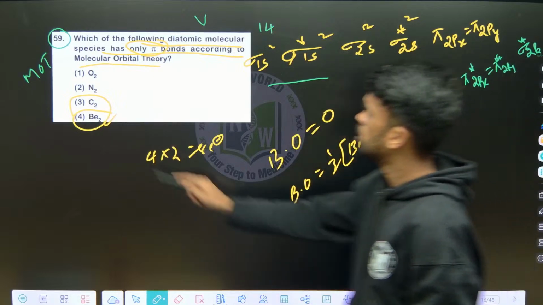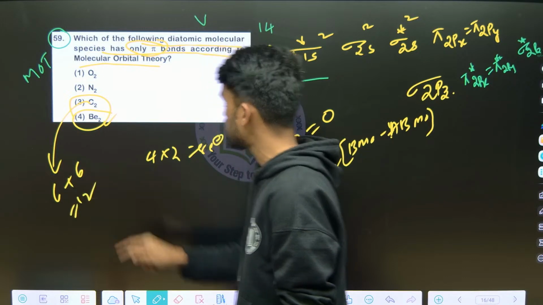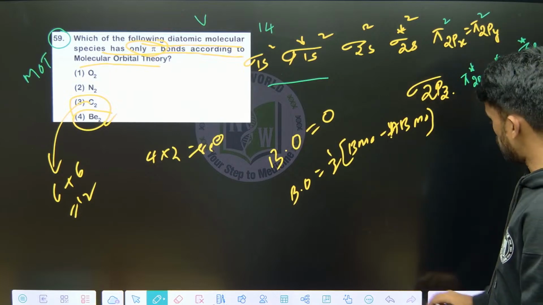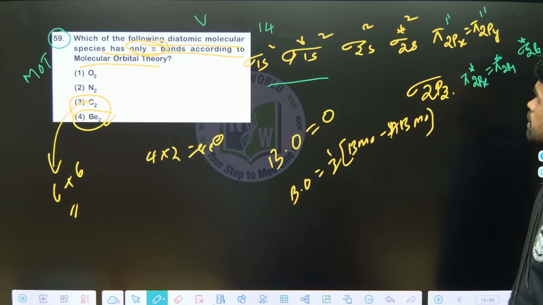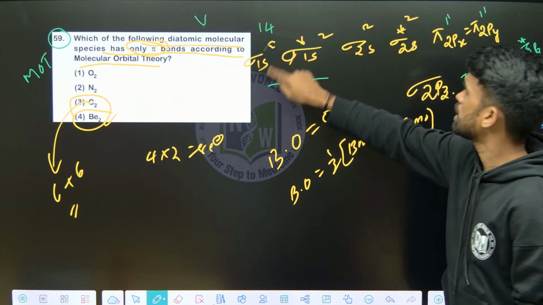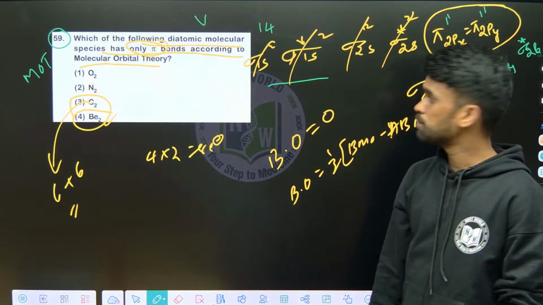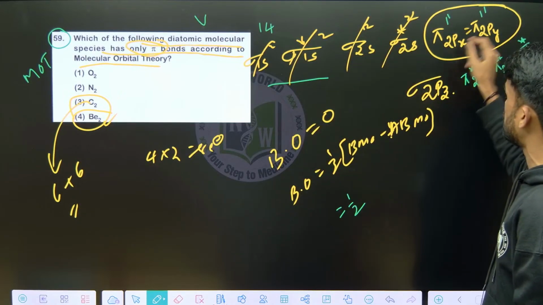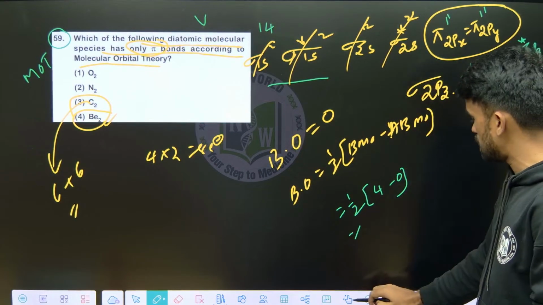Now for C2, each carbon has 6, 2 carbons, 6 plus 6, 12 electrons. Till here 8 over, 9, 10, 11, 12. It means we need to follow Hund's rule here, 1, 1, 1, 1, like that. 12 over now. Up to here they are cancelling out each other. Now we will be having electrons only in pi orbitals. How many electrons are there in bonding molecular orbitals? Here 4 are there, anti-bonding 0 after cancellation.